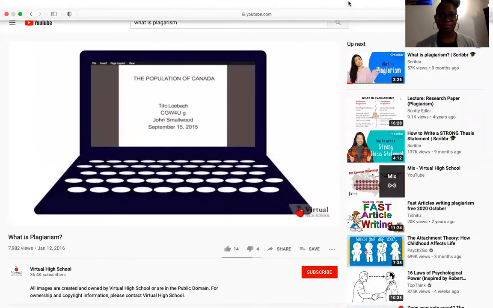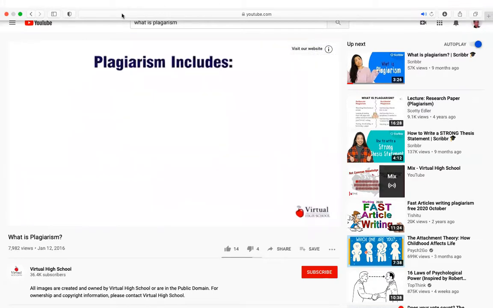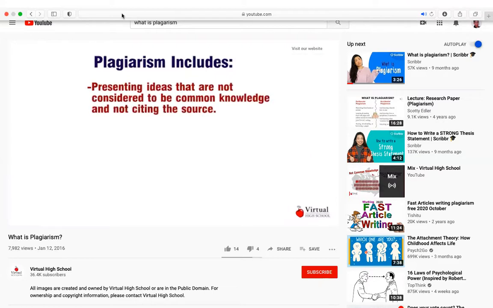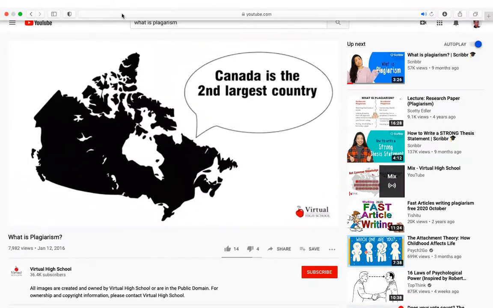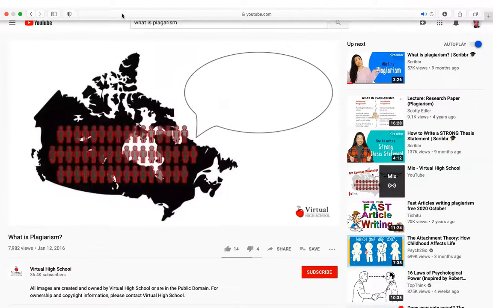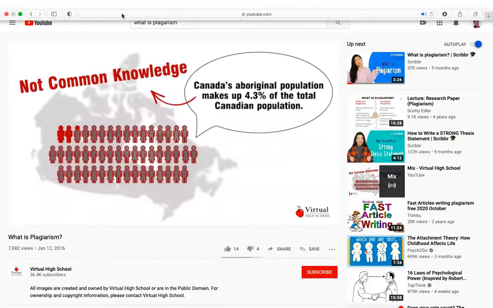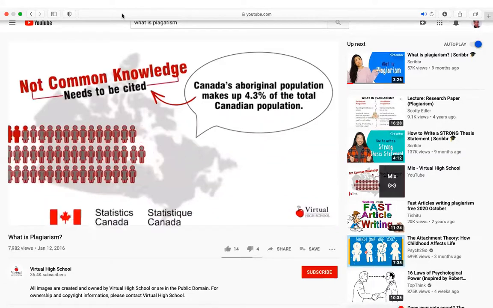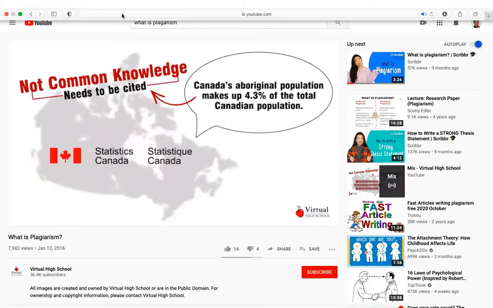Plagiarism occurs when one person presents another person's work as his or her own. Plagiarism includes presenting ideas that are not considered to be common knowledge and not citing the source. Canada is the second largest country in the world, is considered common knowledge. Most people know this without research. It does not need to be cited. The fact that Canada's Aboriginal population makes up 4.3% of the total Canadian population is not common knowledge. It contains specific information found through research. It should be cited. This information came from Statistics Canada.